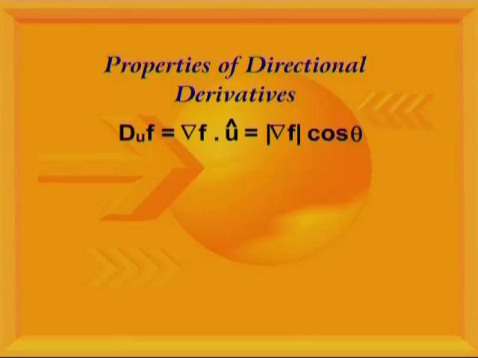If we denote the gradient of f by del f and the unit vector by u cap, so the directional derivative of f in the direction of u is del f dot u cap. Now we know by the definition of the dot product that it is equal to magnitude of del f into magnitude of u cap into cosine of the angle between them.